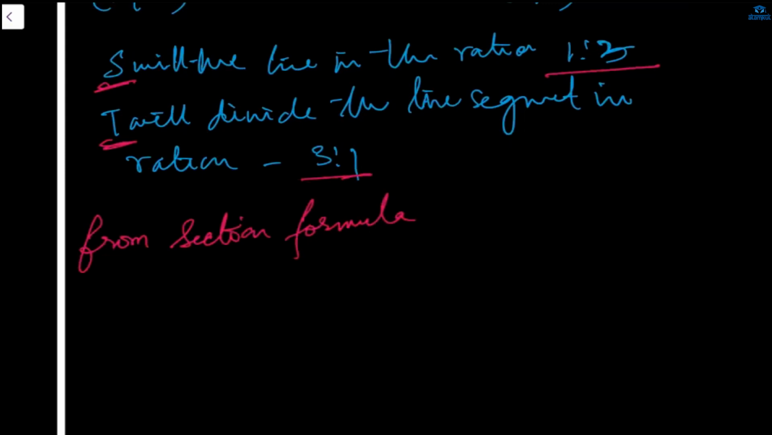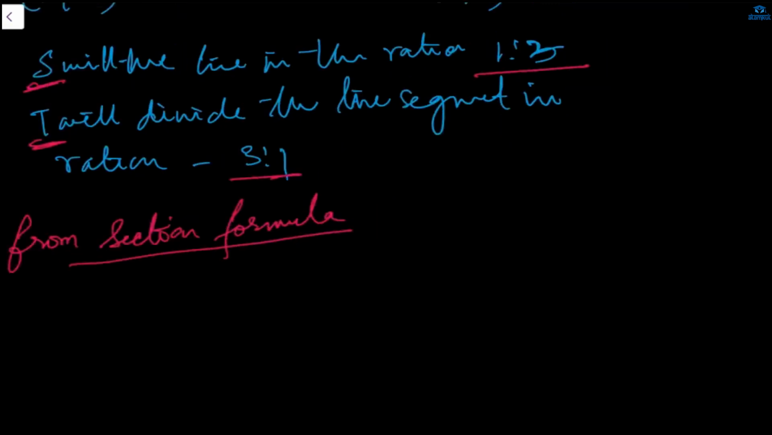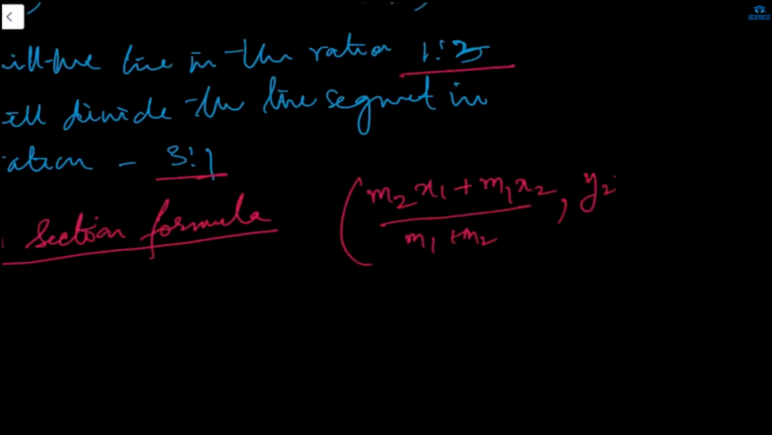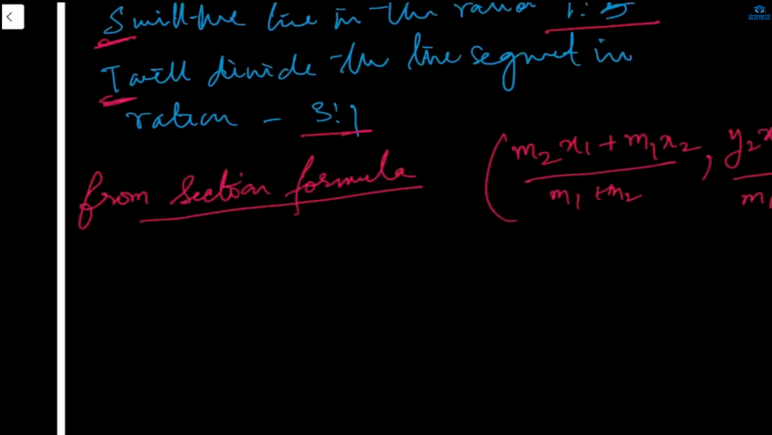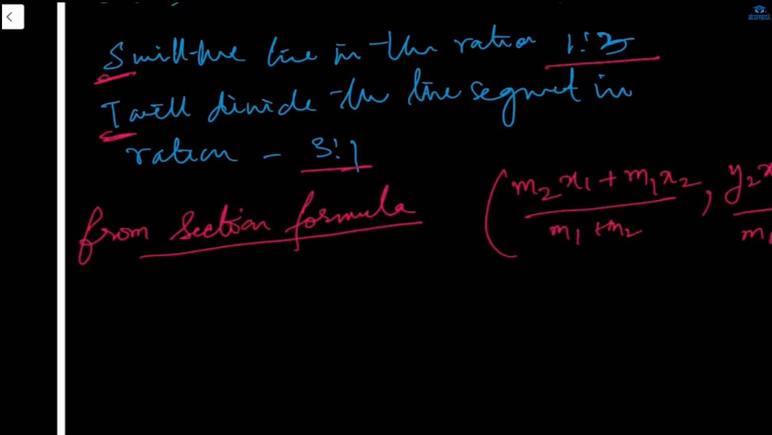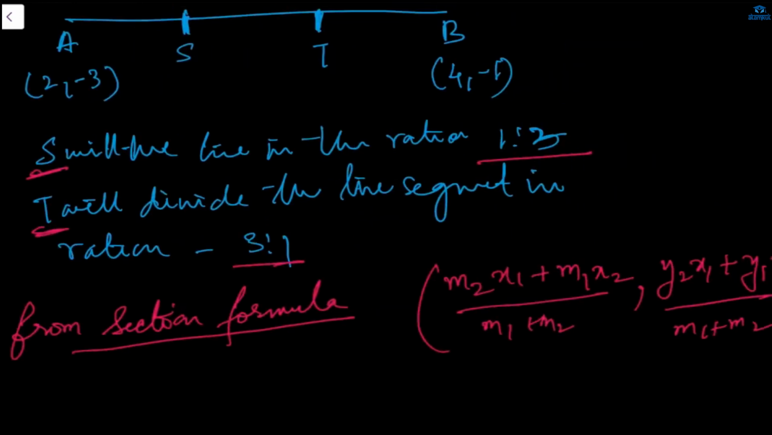Now from the section formula, we know the section formula, that is (m2x1 + m1x2)/(m1 + m2). Understood? Now for S you will be applying, and for T you will be applying. For both the points you are going to apply. Now just go through this question and try to solve. I'm giving you 2 minutes, and then I will be telling you. Try it, Safi and Rudronia.